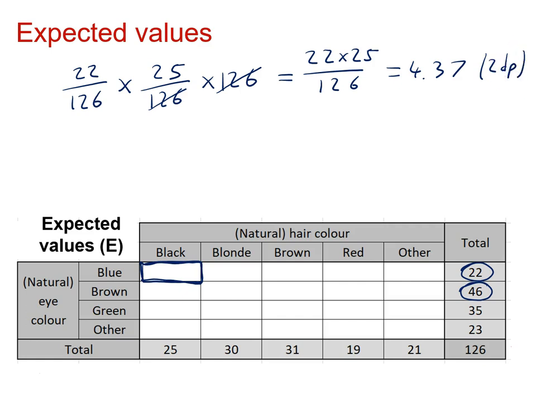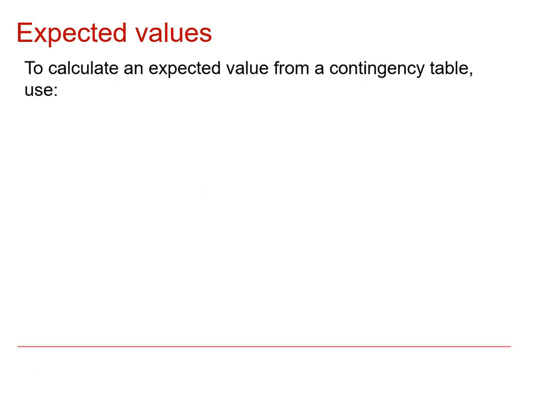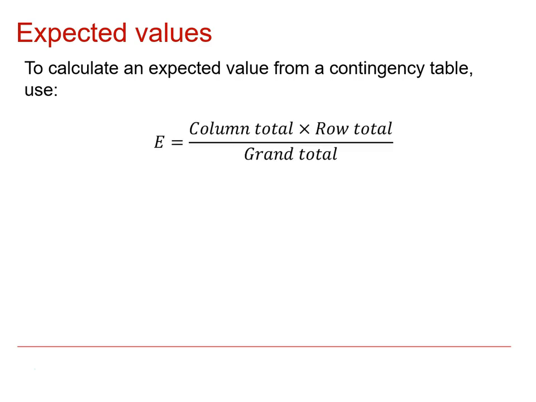I'd recommend going to decimal places rather than significant figures here, so that every cell in the table is accurate to the same level. Notice that this formula is the row total, 22, times the column total, 25, divided by the grand total, 126. So to calculate an expected value from a contingency table, use expected value equals the column total times the row total over the grand total.